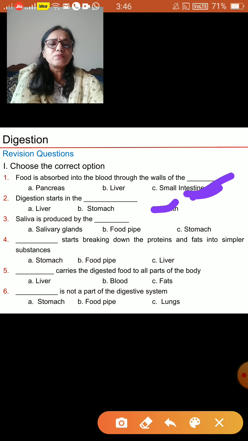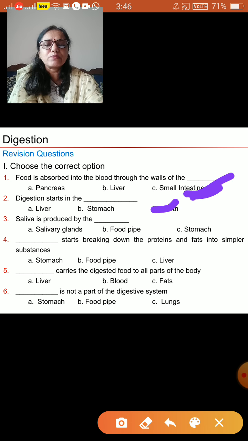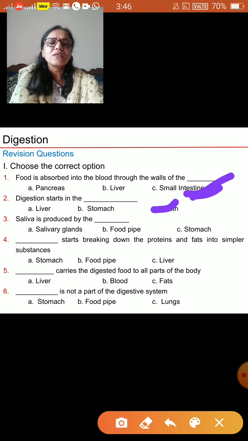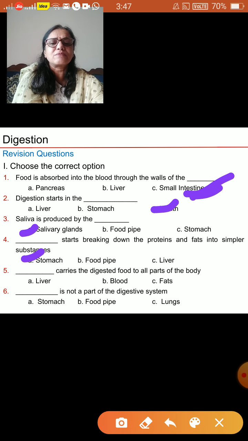Saliva is produced by the dash. I just told you. What is the correct answer? Salivary glands, food pipe or stomach? Yes, salivary glands is the correct answer. Now, dash starts breaking down the proteins and fats into simpler substances. Options are stomach, food pipe, liver. Stomach. Yes, so stomach I am ticking. So stomach is the correct answer.